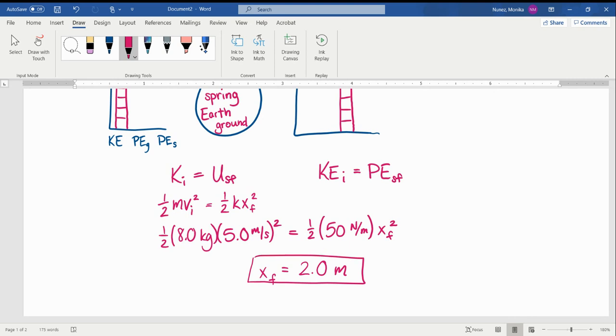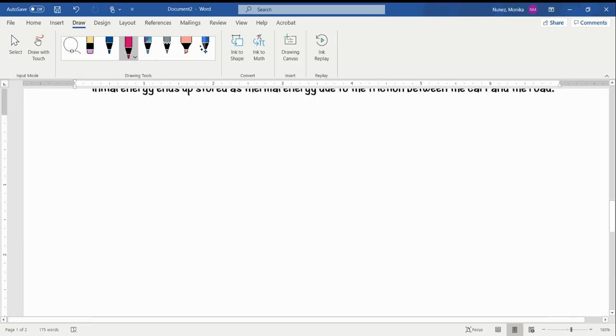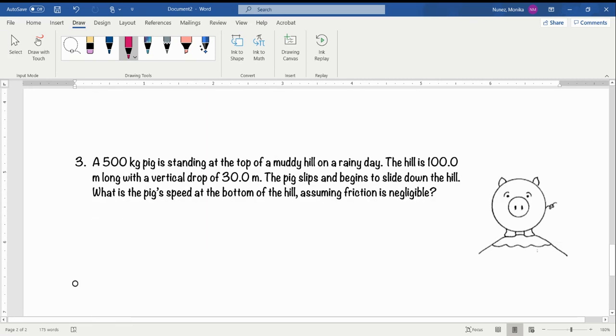In many of our scenarios, our problem will tell us what our initial and what our final is. But there are times when we won't be told that. For example, in question number 3, we've got this pig standing on top of this muddy hill, and the diagram doesn't show me where the initial and where the final is. So that's something you might need to decide.